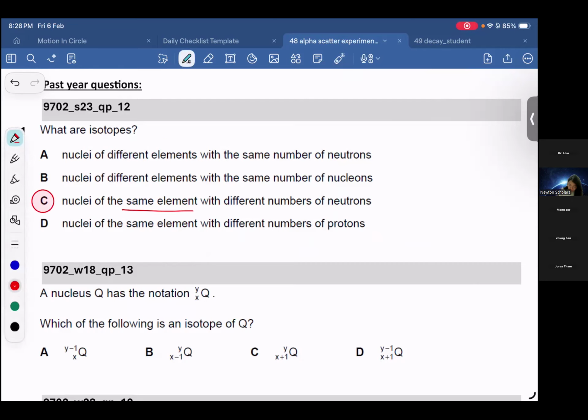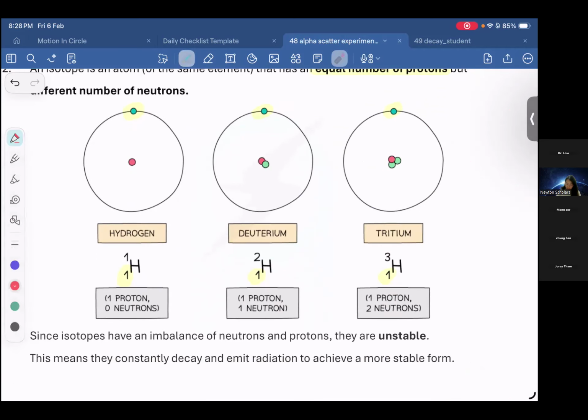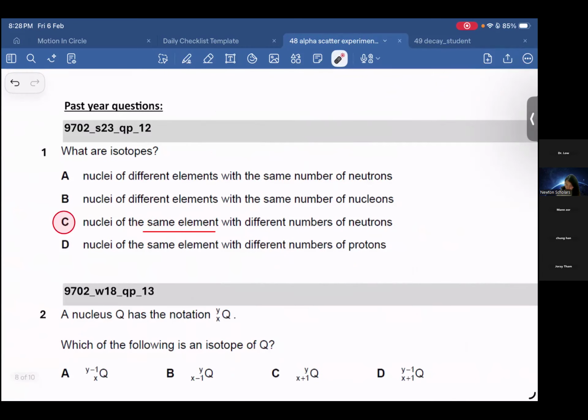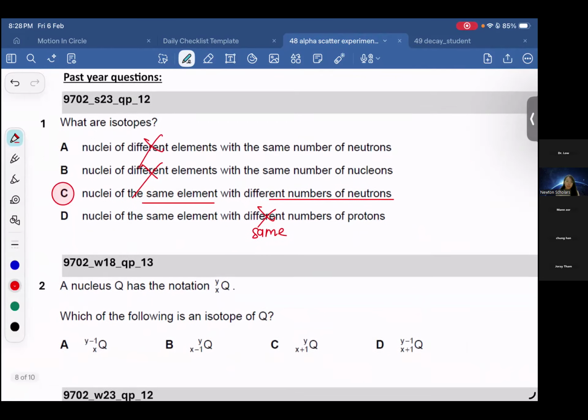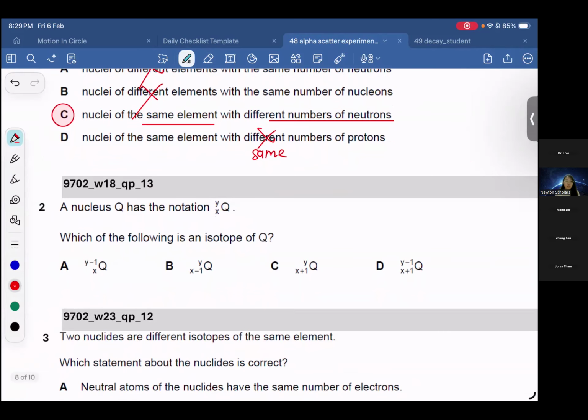Okay, dear, they are the same element. Can you see that here? I come back to here. You see the element hydrogen, then this one is symbol H. They are the same element. Then a different number of neutrons, so this one should be the same number of protons. Then this one is a different element, so we just cancel. Okay, then we go to question number 2. Can you tell me A, B, C, D, which one is the isotope of Q?